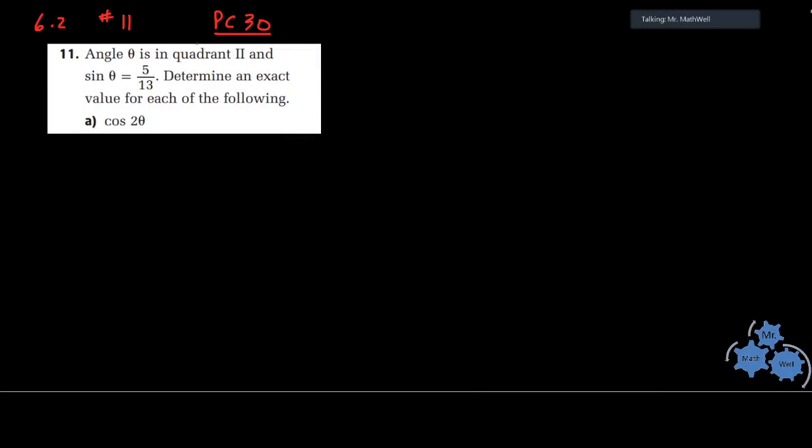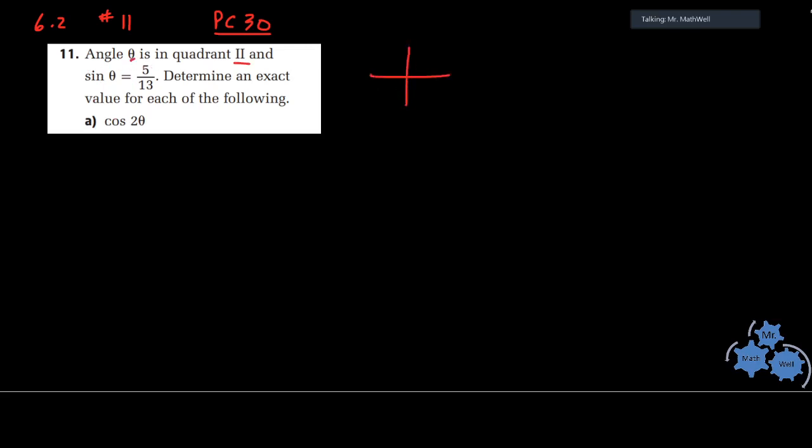Right, so Pre-Calculus 30, we're in 6.2, number 11 in the Pre-Calculus 30 textbook, or Pre-Calculus 12, I guess, is what the textbook's called, from Nelson. And so we are looking at this number 11a. Angle theta is in quadrant 2.